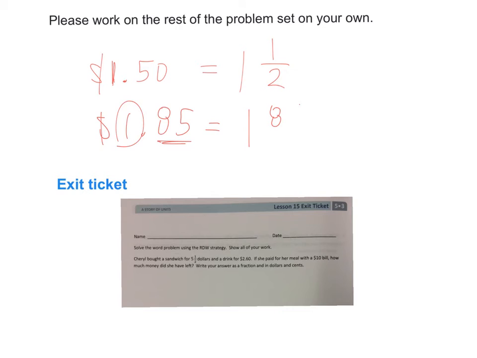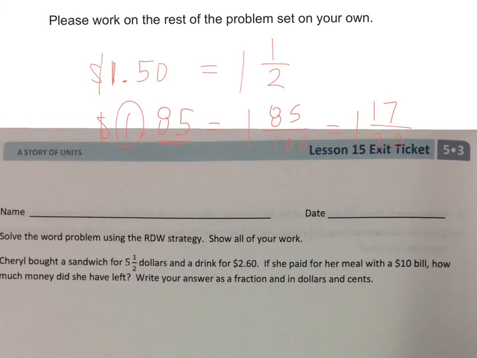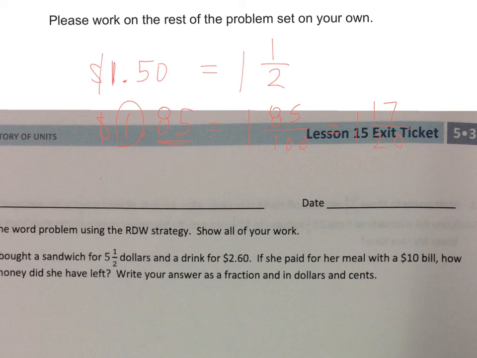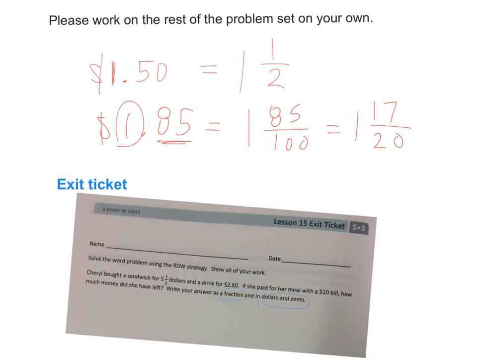So what would my fraction be? 85 100ths. Now, could I simplify that? Because 85 and 100 are both divisible by 5. So it would be 1 and, what's 85 divided by 5? 17. What's 100 divided by 5? 20. So $1.85 is the same as 1 and 17/20. Sometimes I might ask you to write your answer as a fraction and in dollars and cents. So can we write money in fractions and in decimals?